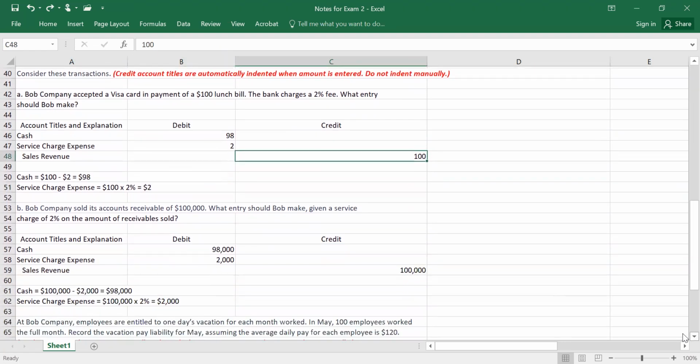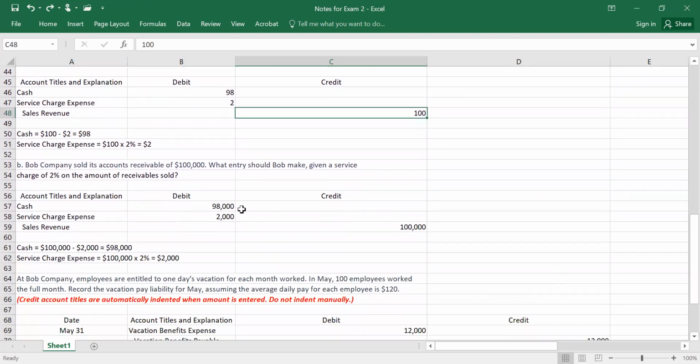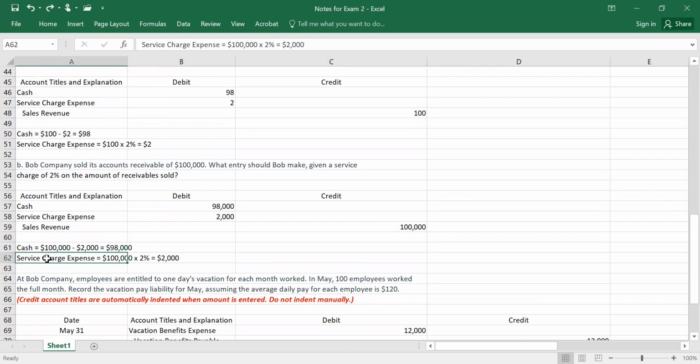So we're going to debit cash for 98, debit service charge expense for 2, credit sales revenue for 100. For the next one, Bob sold accounts receivable of 100,000. What entry should Bob make, given a service charge of 2% on the amount of receivables sold? So first of all, finding out the service charge expense, it's 100,000 times 2%, which is 2,000. So the actual cash being received is 100,000 minus 2,000, which is 98,000. So we're going to debit cash for 98,000, debit service charge expense for 2,000, credit sales revenue for 100,000.